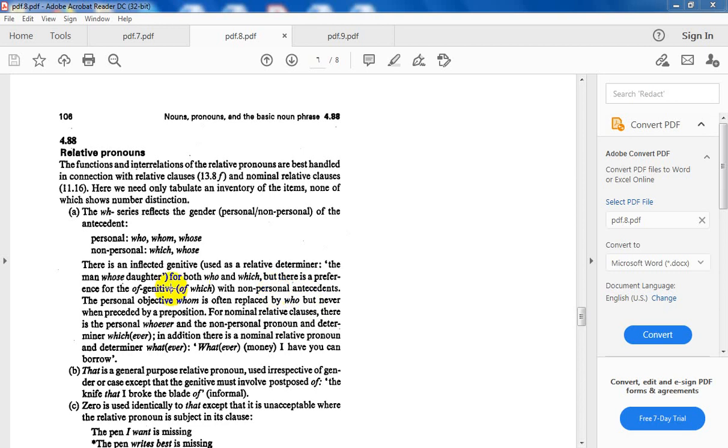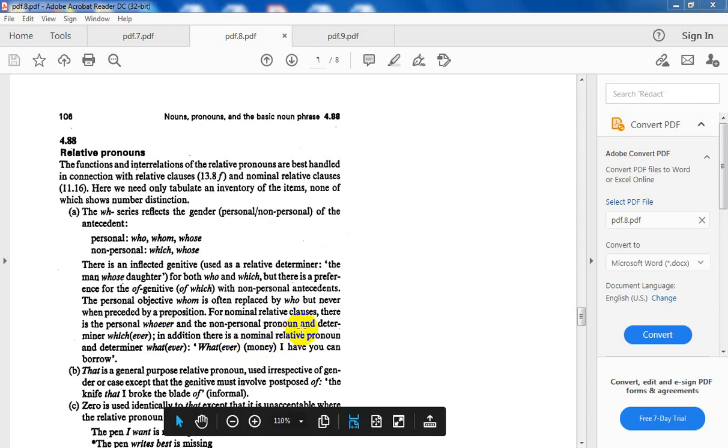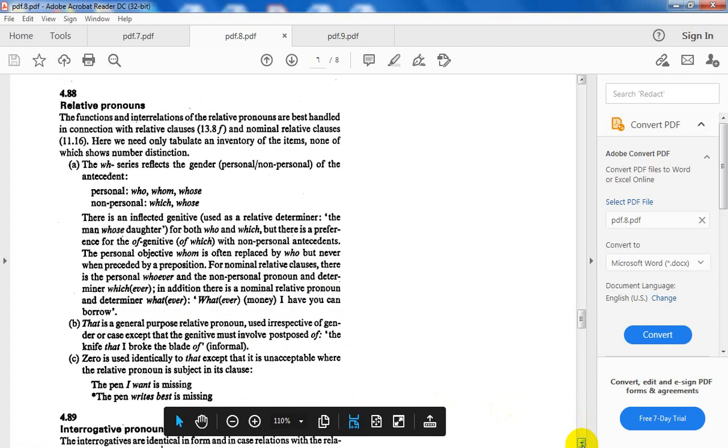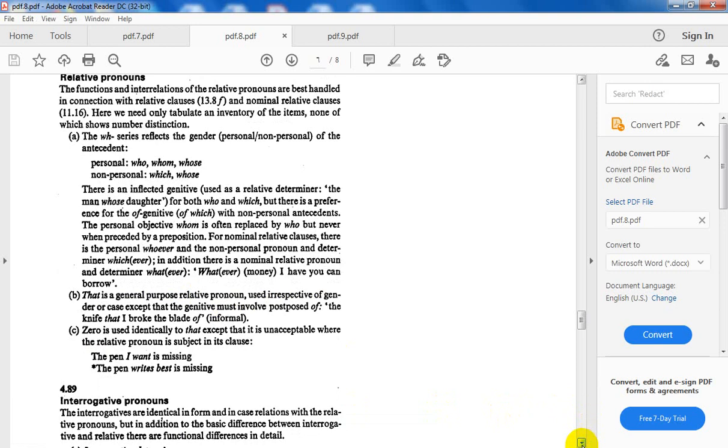For personal antecedent, the personal objective whom is often replaced by who, but never when preceded by a preposition. It is okay to replace whom by who, but if it is preceded by a preposition, you restrict yourself to using whom, not who. For nominal relative clauses, there is the personal whoever, and the non-personal pronoun and determiner which or whichever. In addition, there is a nominal relative pronoun and determiner whatever: whatever money I have, you can borrow.